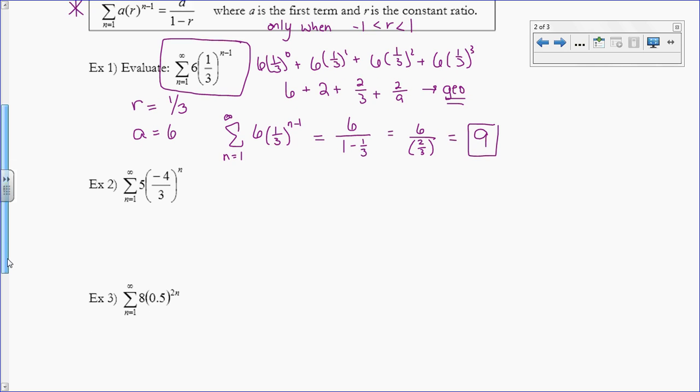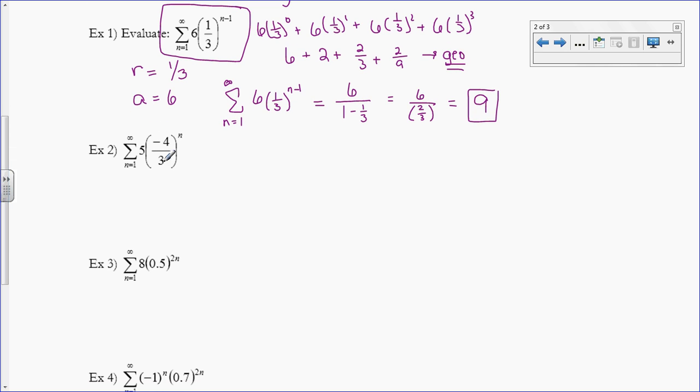All right, so let's try it on this one. This looks geometric. It's got an exponential, so I need to figure that out.